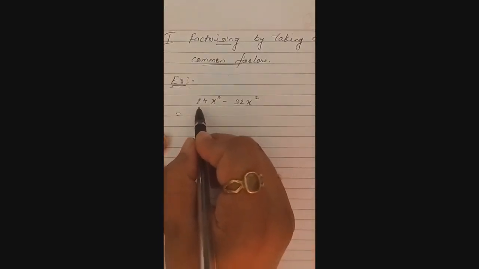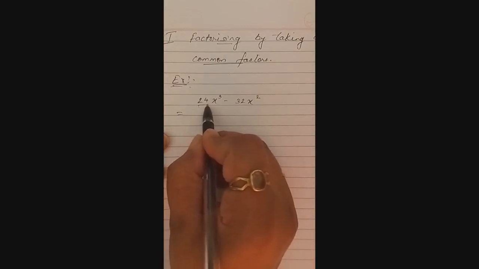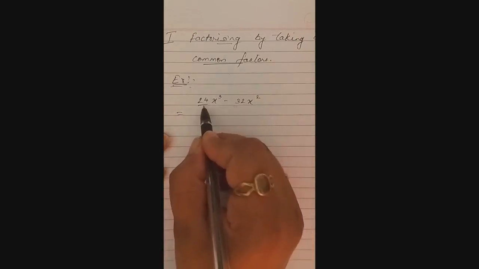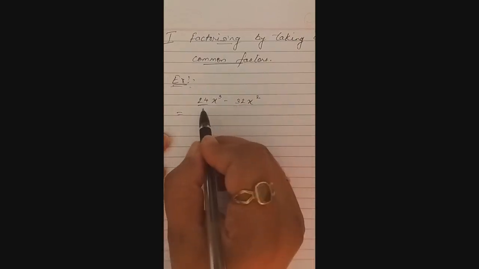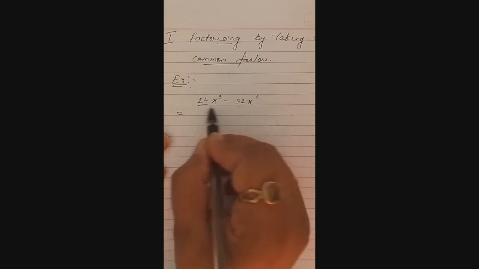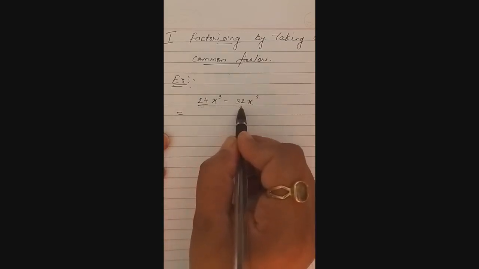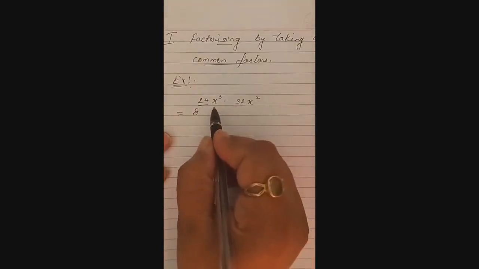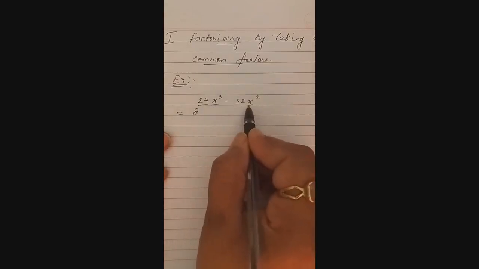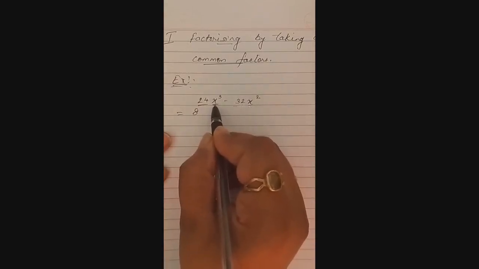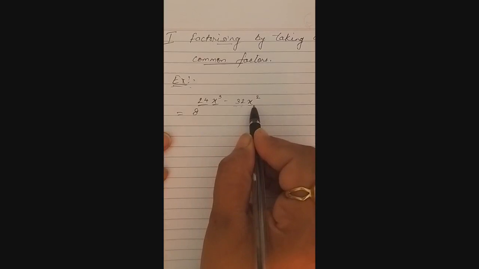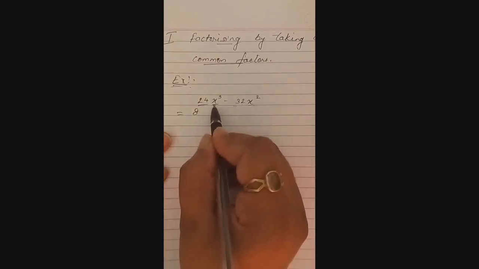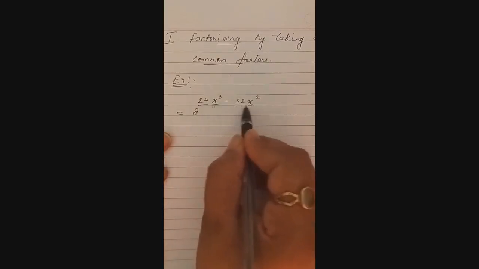First you see the numerical coefficients 24 and 32. So what is common in 24 and 32? 8 is common, right? So I will take 8 as common. Now see the other term. This is x cube and this is x square, variable terms. Okay, x cube and x square. So which one is smaller?